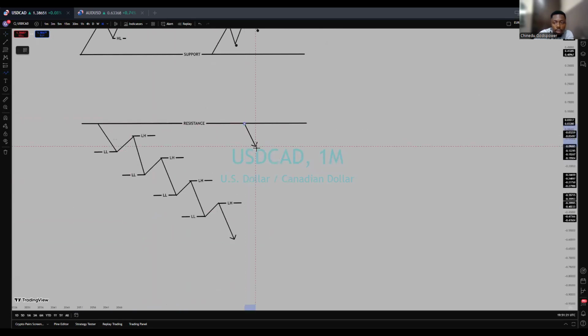Now, let's go for another structure. Yeah, let's do another one. Price came from a level of resistance, did something like this. Lower high, lower low, lower high, lower low, lower high, lower low. All right. Make this look fine.